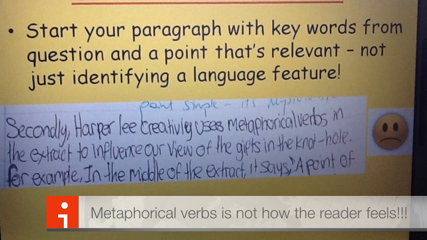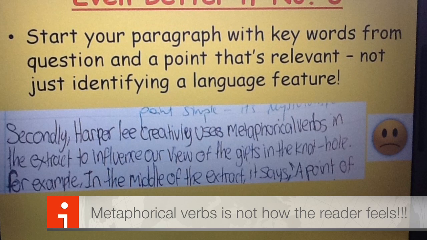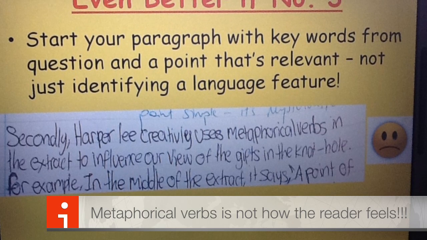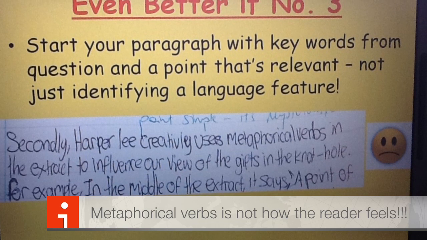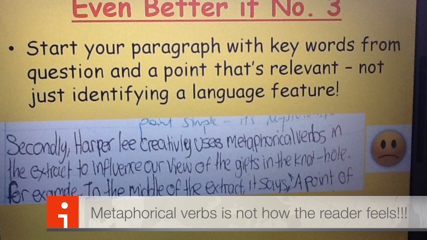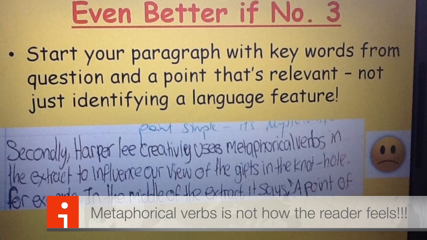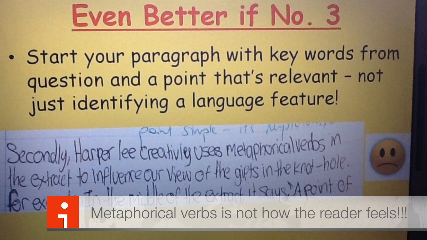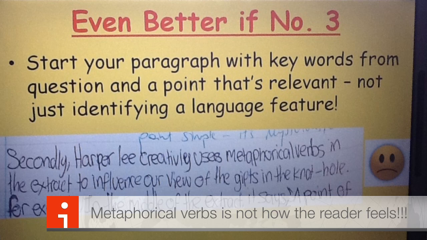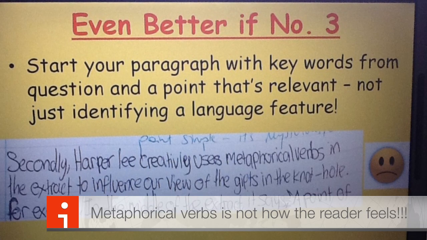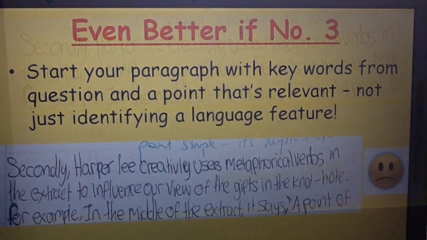Now here's a perfect example of this. Student starts off with a discursive marker, nice and structured. Secondly, Harper Lee creatively uses metaphorical verbs in the extract to influence our view of the gifts in the knothole. Keywords from the question, use of analytical adverb, but it hasn't actually provided a point. What is our view? What is our response to this? And that's not mentioned. All there is a reference to the language device. Go first with your point, then the language after. And that's a perfect example of how not to do it.